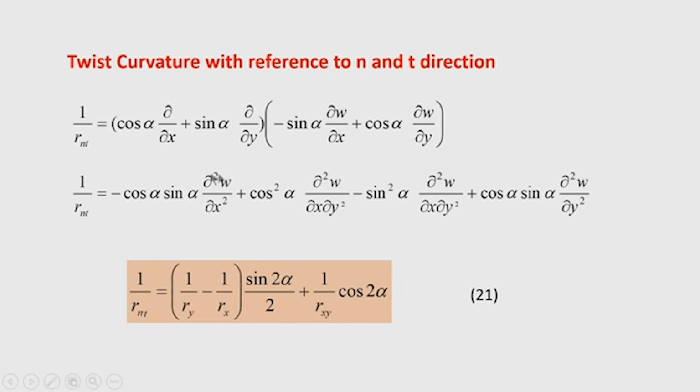So, term by term multiplication again results in this quantity, and using the trigonometrical identities that 2cos²α = 1 + cos 2α, 2sin²α = 1 − cos 2α, and 2 cos α sin α = sin 2α, ultimately we get the twisting curvature with reference to n and t direction as this expression, equation number 21. So, it is nothing but (1/r_y − 1/r_x) sin 2α/2 + (1/r_xy) cos 2α.